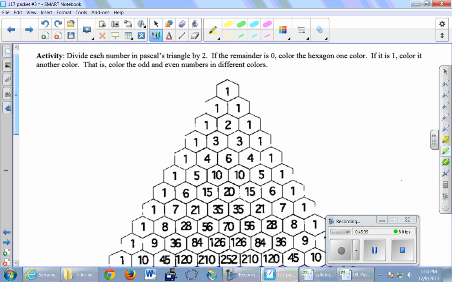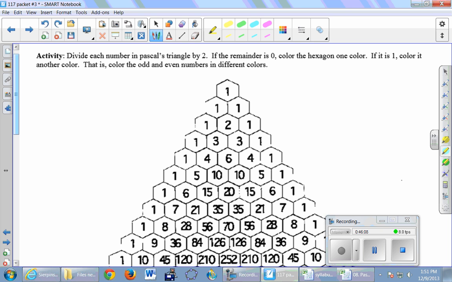Now, some of these numbers are perfectly divisible by 2. What are those numbers called? Even numbers. And the other numbers are going to have a remainder when you divide by 2, and those are called odd numbers. So what we're going to do is color the hexagon one color if the remainder is 0, meaning if it is perfectly divisible by 2, and another color if it's odd. But we don't need to really have colors because you can just let white be one color and then whatever pen or pencil you're holding be the other color.